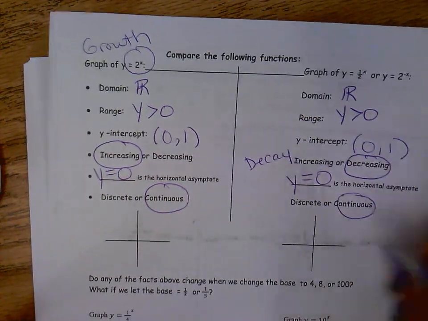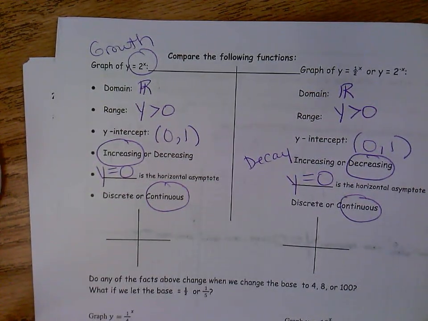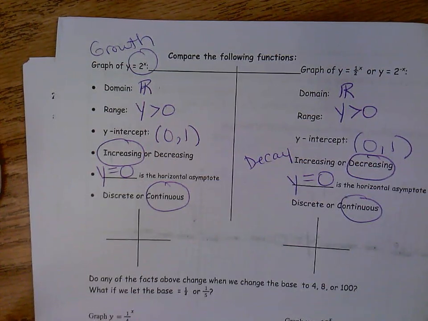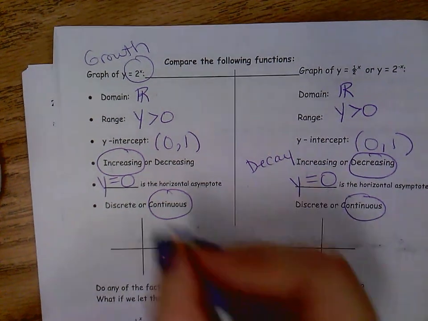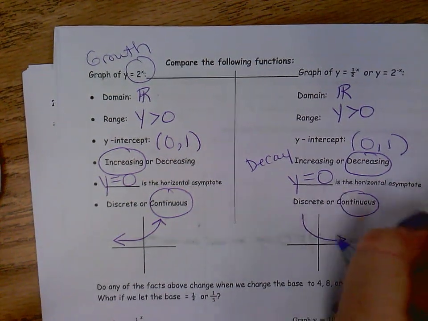Has anyone ever heard of the word discrete before? We're going to learn about it this year, but we haven't learned about it yet. Discrete means dots that you don't connect. Continuous means you can connect the dots. So we have continuous graphs, but we're going to learn about other times where you might not have a continuous graph. So this one was going up and this one was going down.